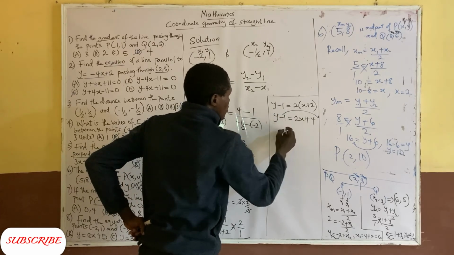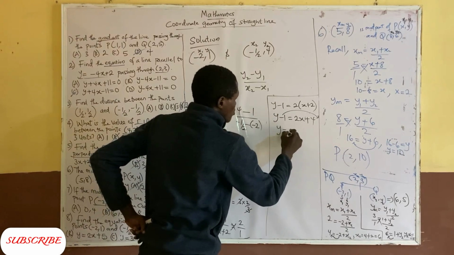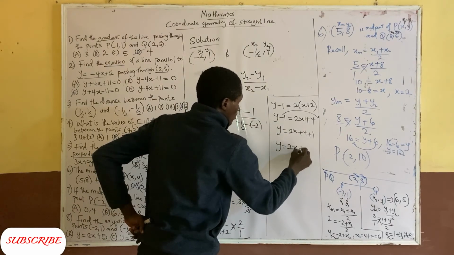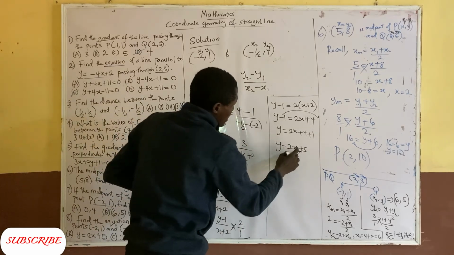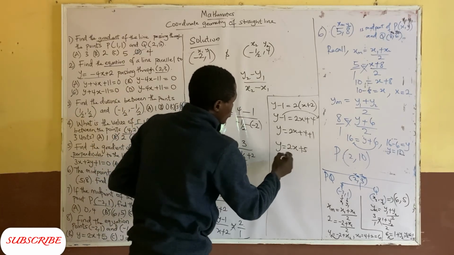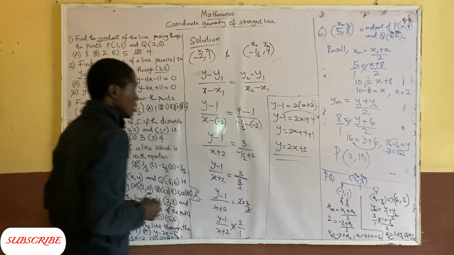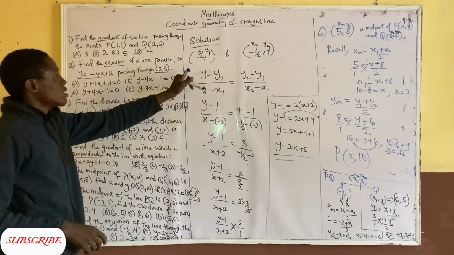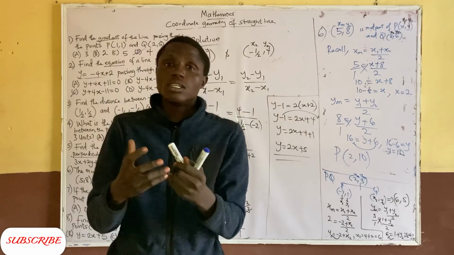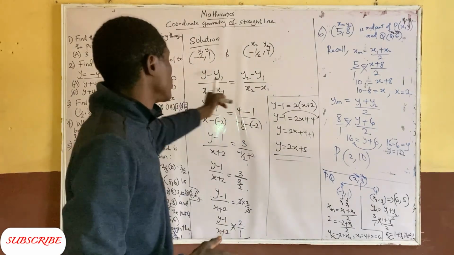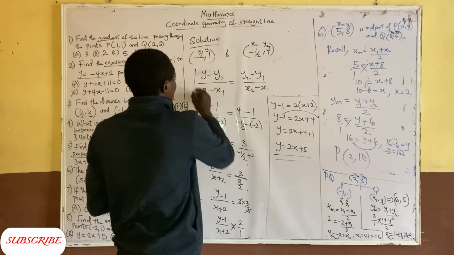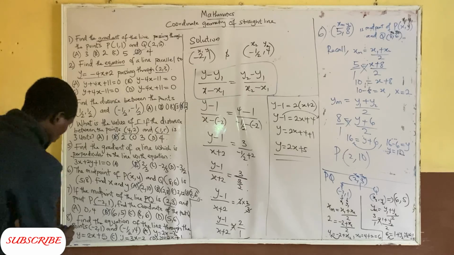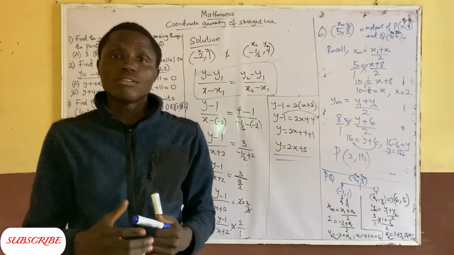Take this one to the other side: y equal to 2x plus 4 plus 1. So y equal to 2x plus 5. Final answer. That is the equation of the line. So note that if we are told to calculate the equation of a line given two points on the straight line, you have to use this expression. So the option here is y equal to 2x plus 5, option B.